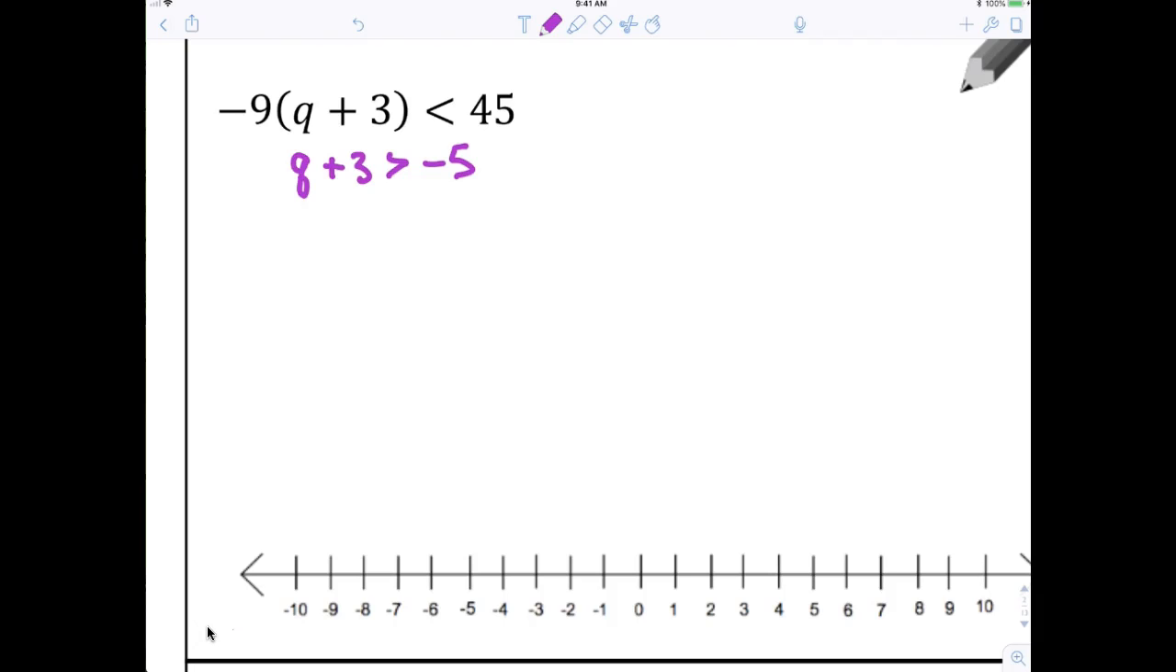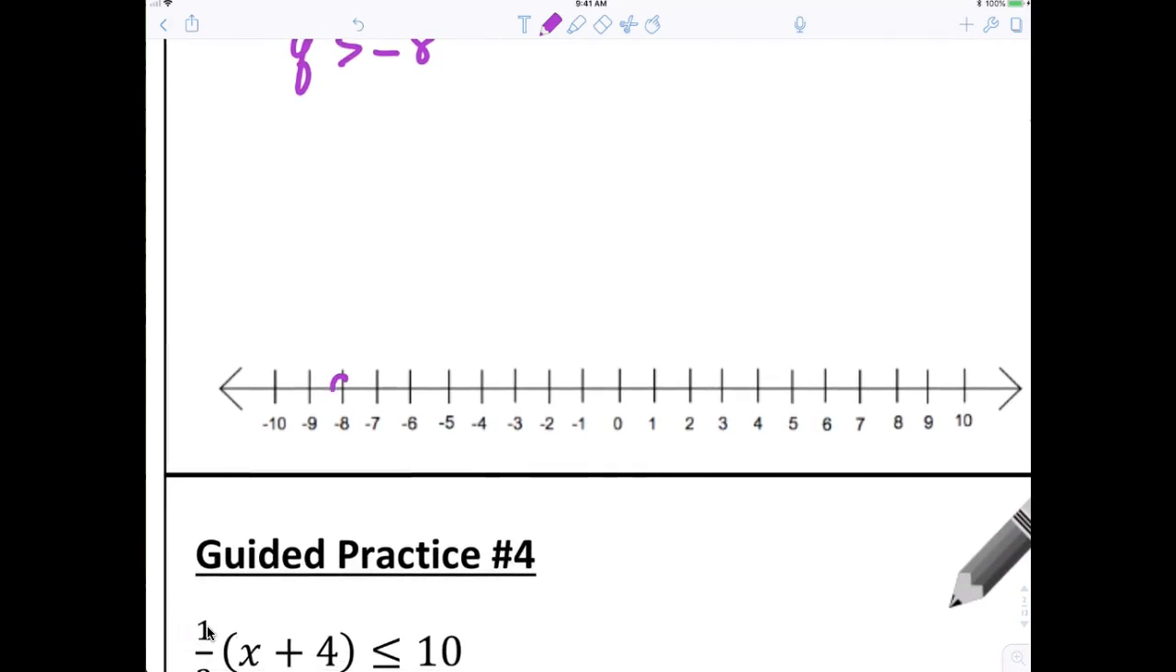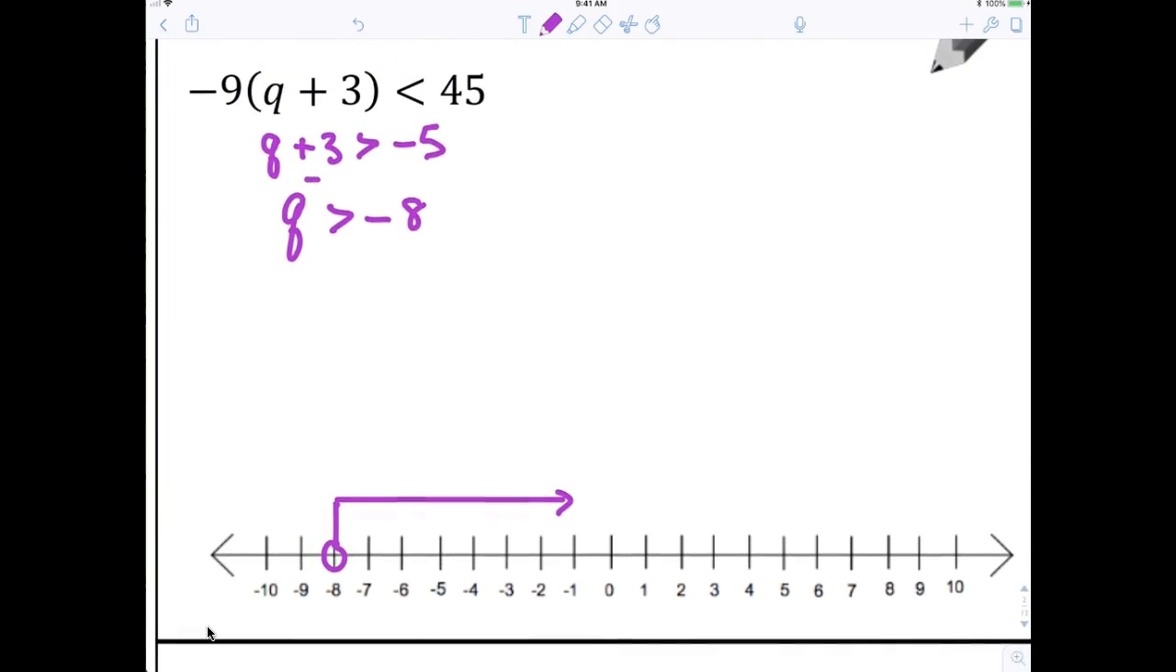Now, I need to do what? -3, right? So Q is greater than what? -8. Yeah, see what I'm saying? So -8, open circle, going to the right. Okay? So my interval notation, go ahead, tell me. Good for you. Thank you very much. So what I did was I subtract 3 from both sides. You with me on this?